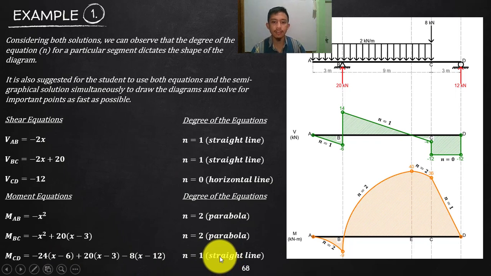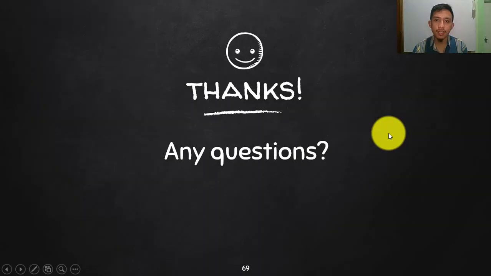Straight line, inclined. What is the difference of N0 and N1? N0 is still a straight line, but that is horizontal. N1 is a first degree line, which is inclined. Okay, that's it. That is how we will summarize the shear and moment equations, and then the diagram.